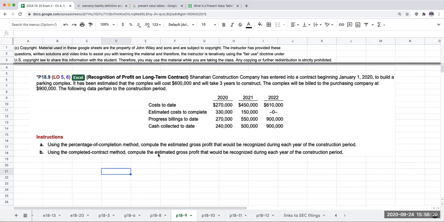I'm not concerned with the progress billings or the cash collections. What I am concerned with is the amount of gross profit you're going to be recognizing during each year. So let's go ahead and start over here with 2020.